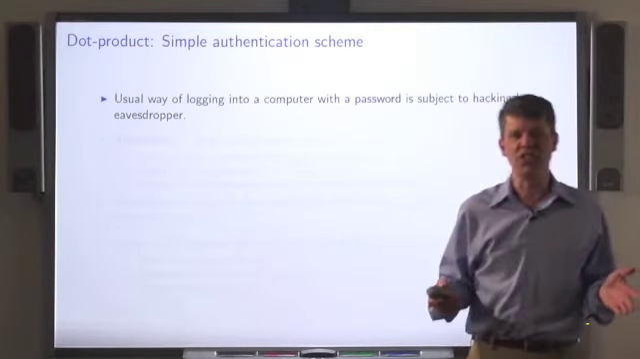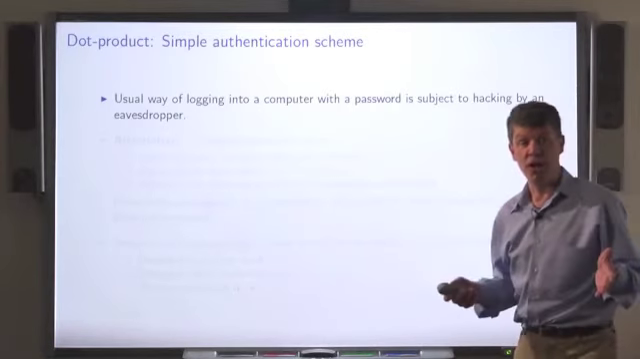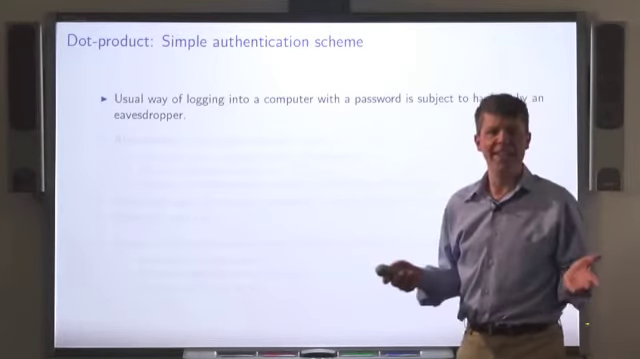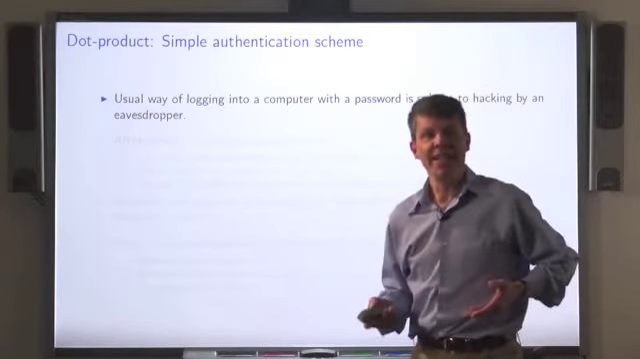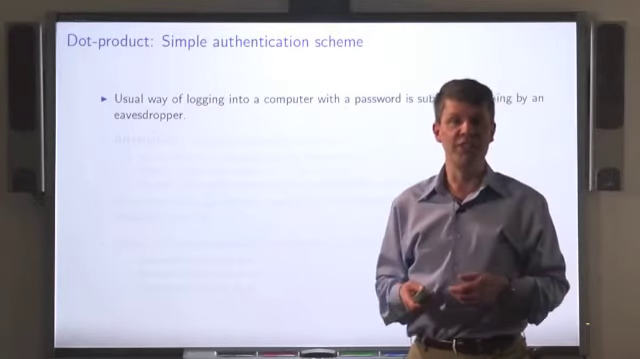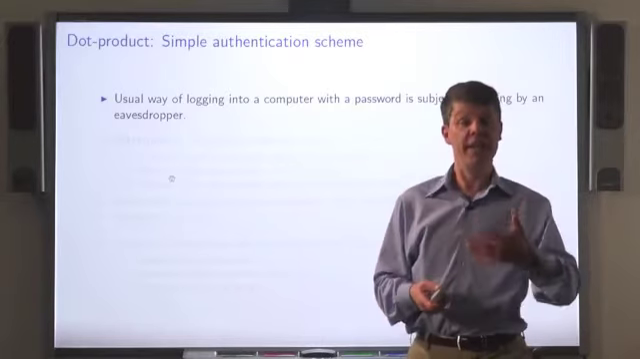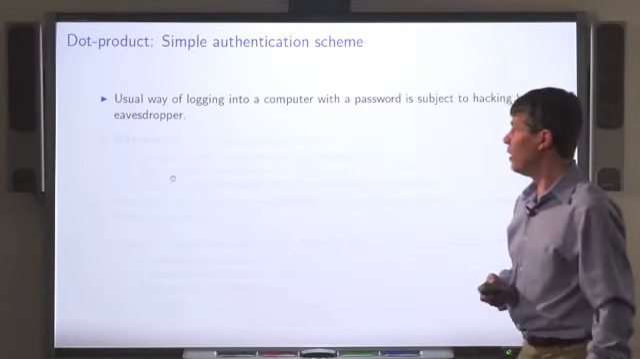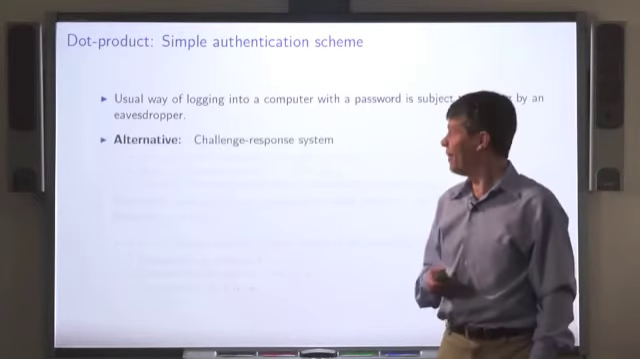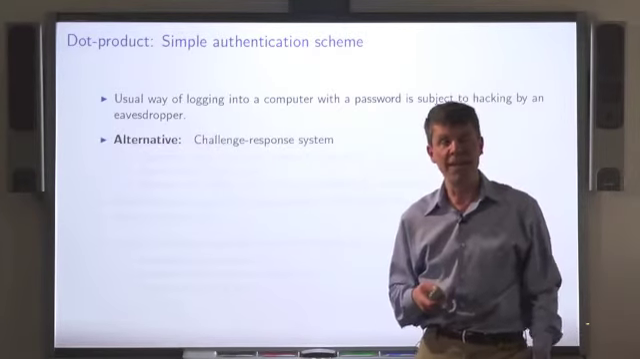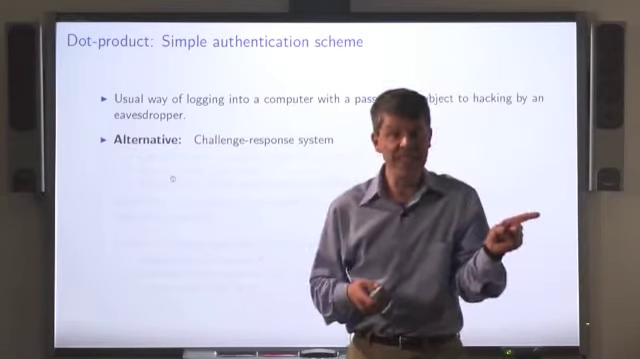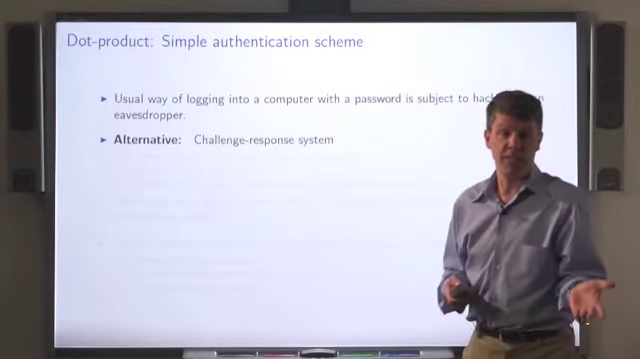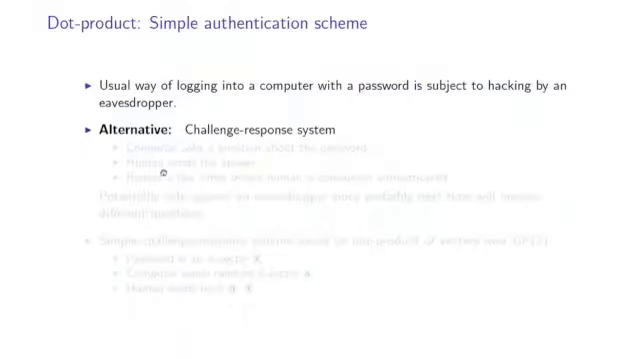Let me give you an application of dot product over GF2. A usual way of logging into a computer is by sending the password over the wire to the computer. The computer checks to see if the password matches its records and lets you in if it does. Now, that's dangerous, because if an eavesdropper managed to see the password going over the wire, she could then break into the computer herself. So here's an alternative approach.